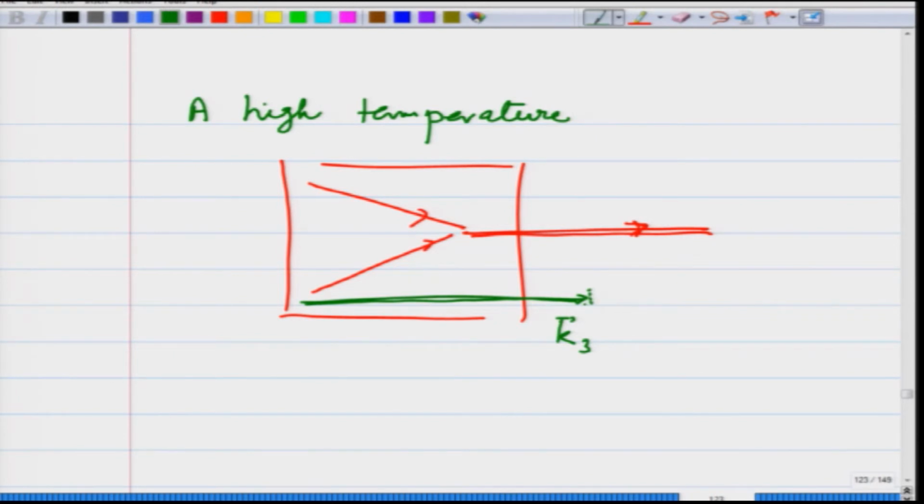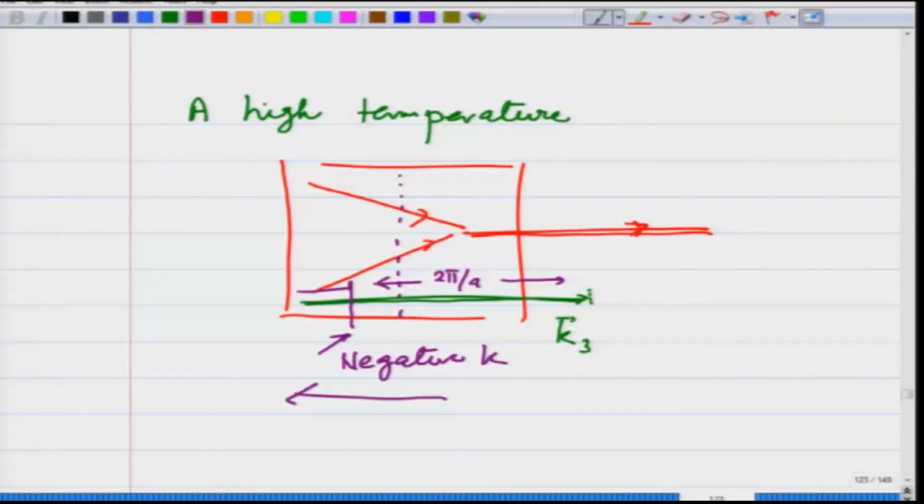This K, however, is equivalent to, I can subtract 2 pi from here, this K is however equivalent to K at this point, where this is 2 pi by A, because all K's are equivalent modulo 2 pi by A. Now, notice this, by this scattering I created a very large K3 which is equivalent to a K out here which is negative K. And what does that mean? When these two phonons interacted, they were carrying momentum in one direction or energy in one direction, and after they interacted made a new phonon which could be going the other way.